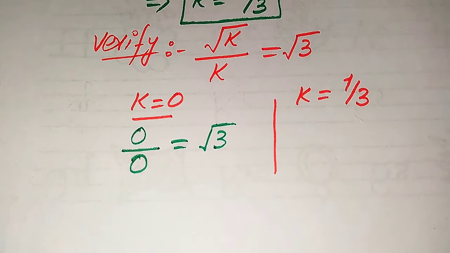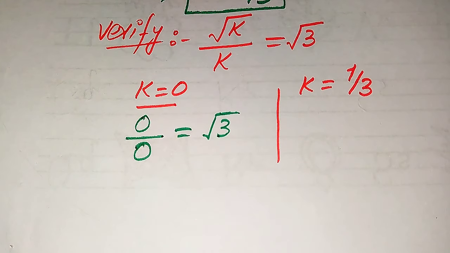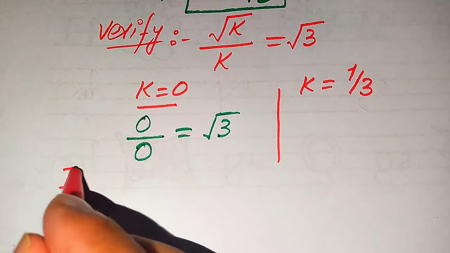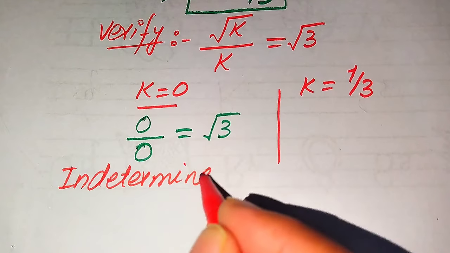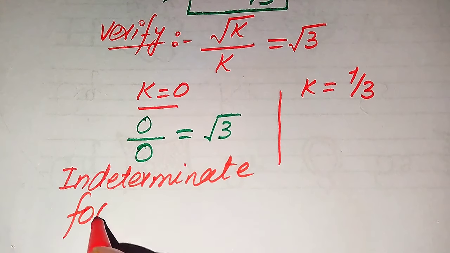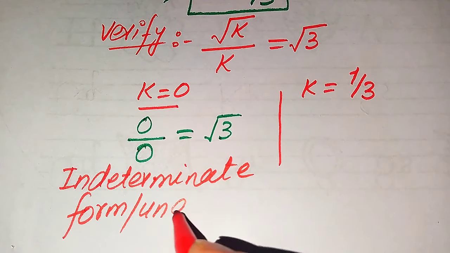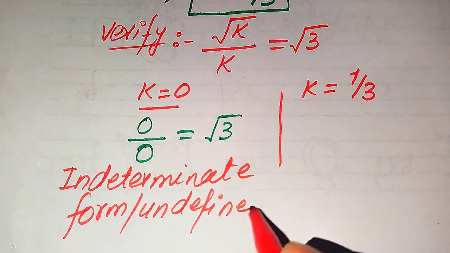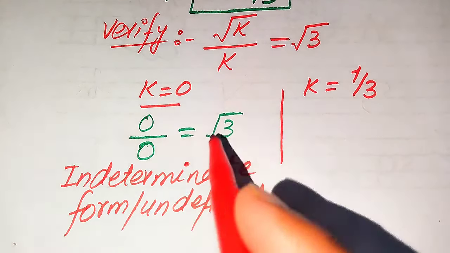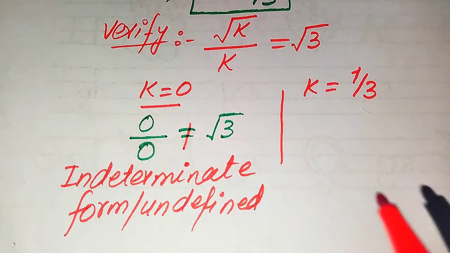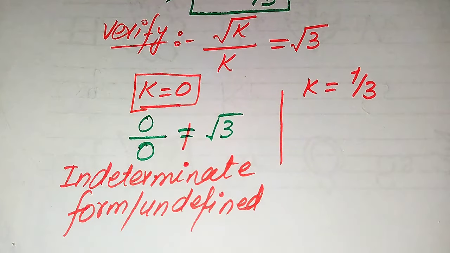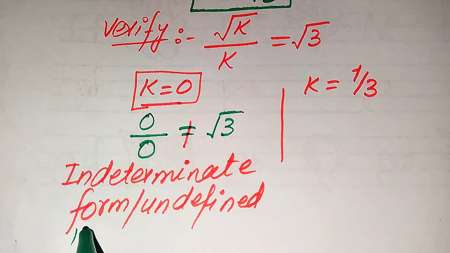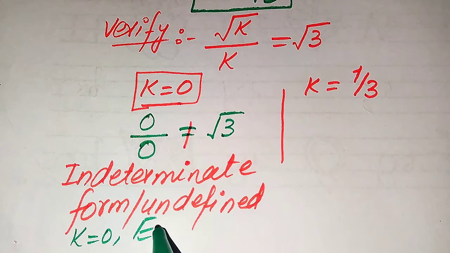And here we know that this is the 0 over 0 form, and we usually call that the indeterminate form. Okay, so if this is the indeterminate form, or in other words we say that it is undefined form, or in other words we just say that both of the sides are not equal. So if both of the sides are not equal, it means that the value k equals 0 does not satisfy our given question statement, and so we say that k equals 0 is the extraneous root of the given equation.